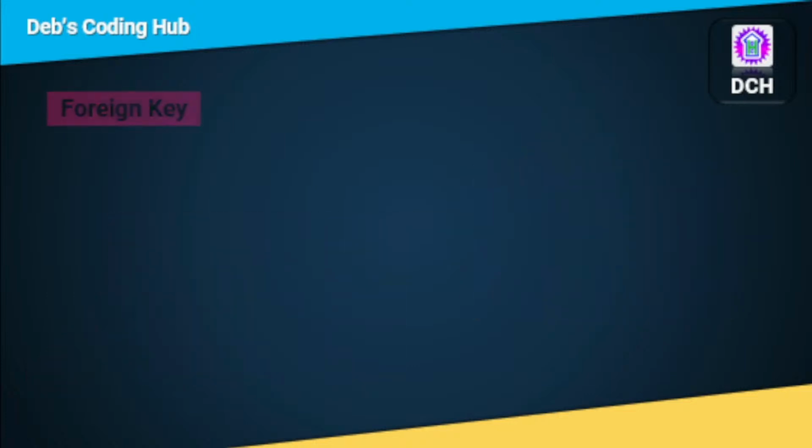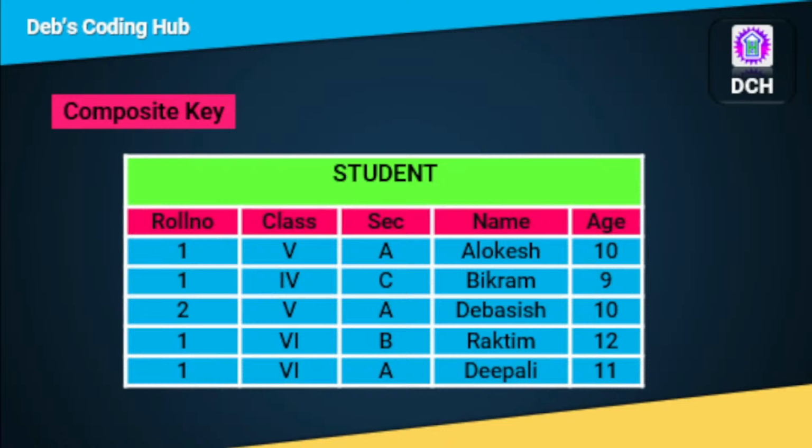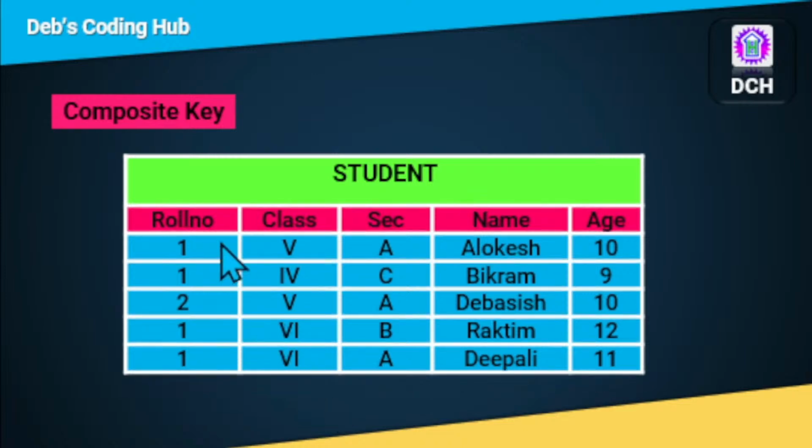So let us move to the next concept, which is called the composite key. Composite key is nothing but a primary key made up of two or more columns. Now let us consider this table student, where instead of storing data of a particular class and section, we are storing the entire student's information in a single table. And here we have roll number, class, section, name and age as the 5 fields. Now see here, this roll number is having duplicate values, so it cannot be termed as primary key, or it cannot be set as primary key.